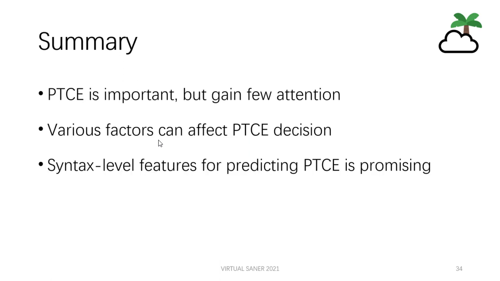In summary, there are 3 main points of this study. First, production test co-evolution is important, but it gains little attention from developers and also researchers. Second, various factors can affect the production test co-evolution decision. And third, we found that syntax level features for predicting production test co-evolution are promising.